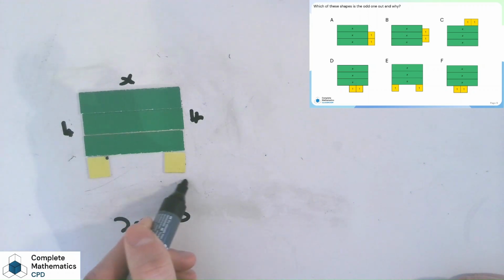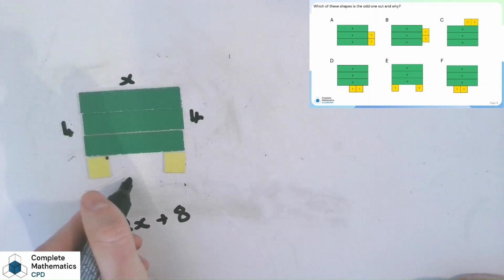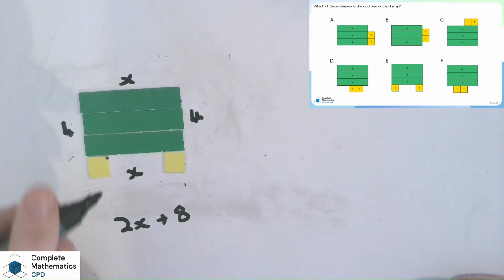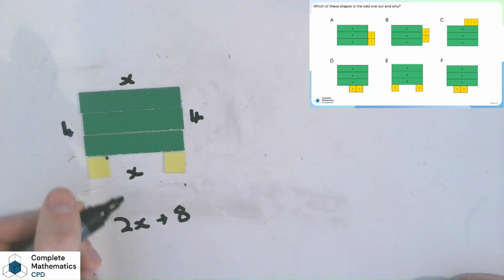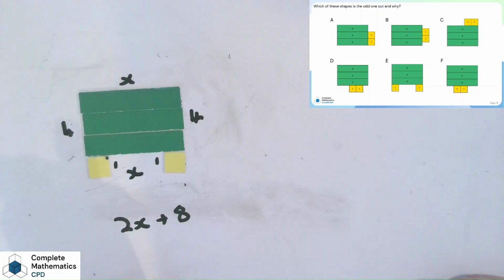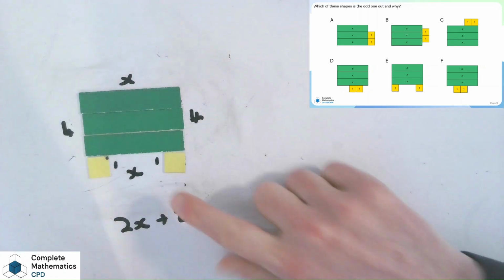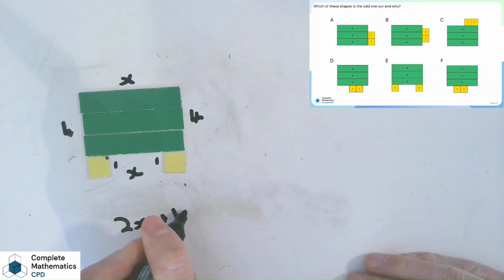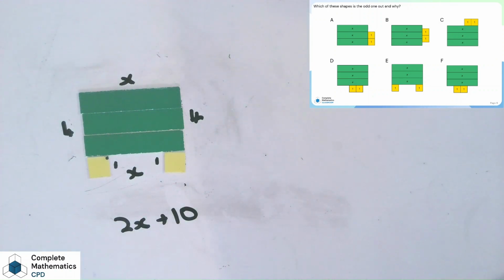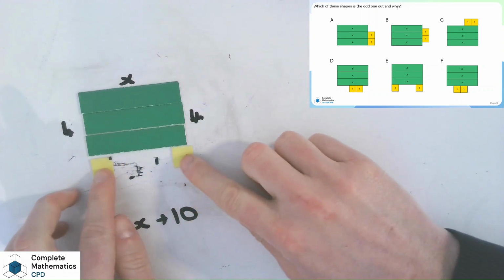The whole distance horizontally is exactly the same as the whole distance at the top here. So we've got a distance of x going across, but then we've got these 2 additional vertical distances to consider as well. So we've got 1 there and 1 there. So the whole perimeter of this shape now is 2x, 4 plus 4 plus 1 plus 1. The perimeter has increased to 2x plus 10. So that's the shape which is the odd one out. Shape E is the odd one out because all the others have a perimeter of 2x plus 8. But when you separate out these tiles, you increase the perimeter by another 2.